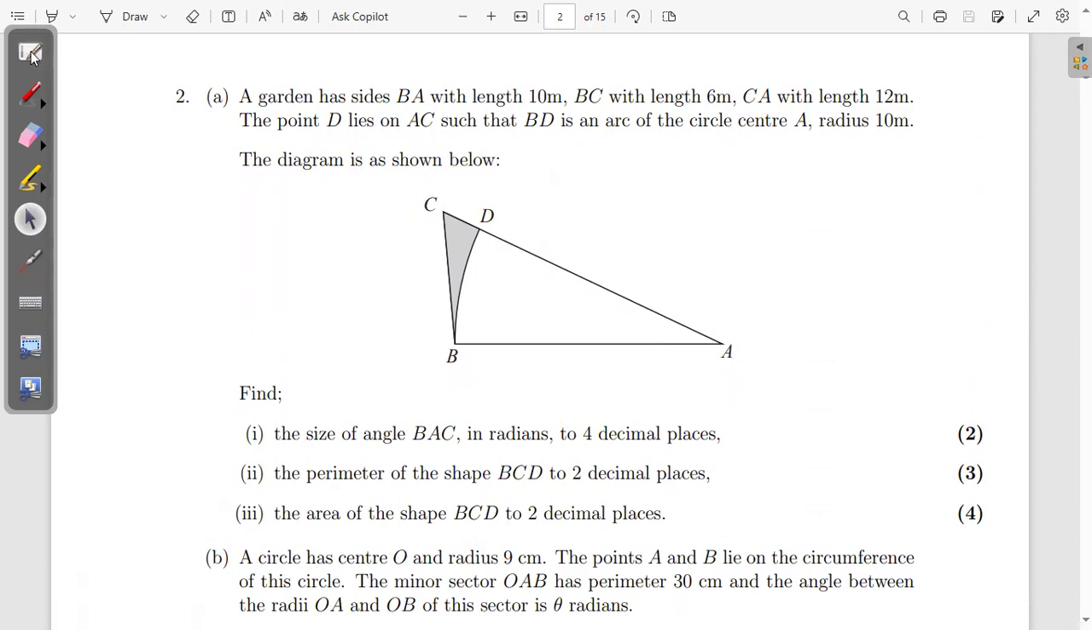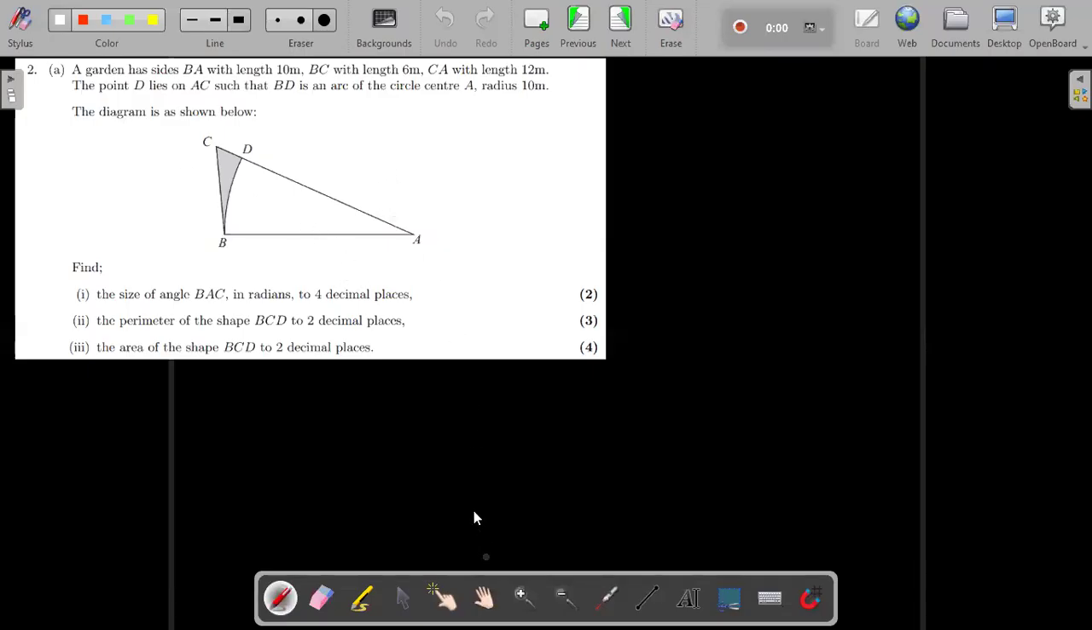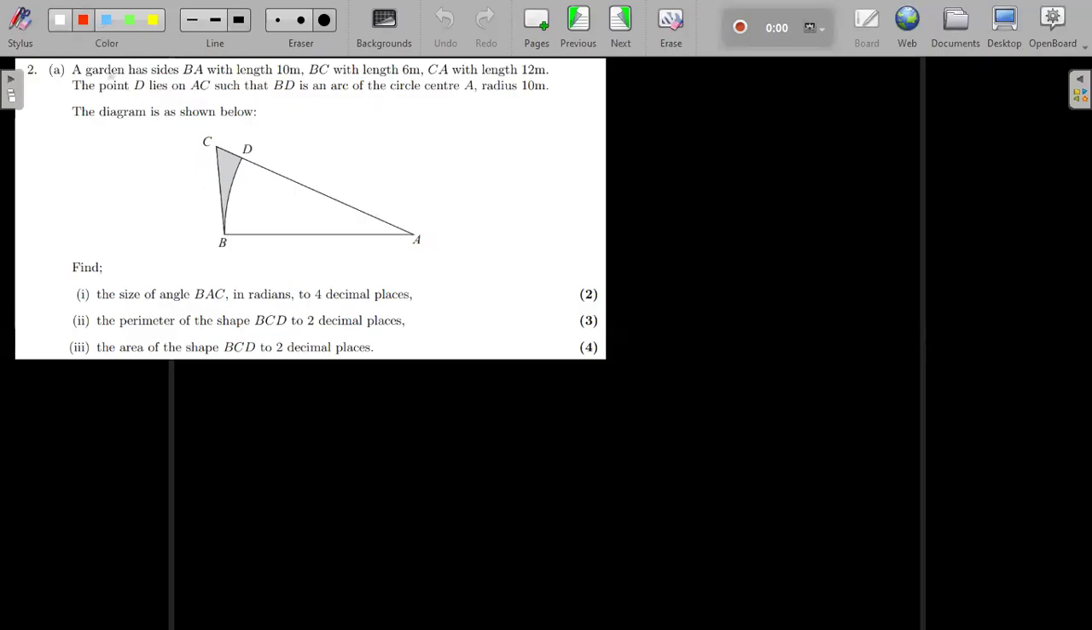Right, so we start with question 1 there. Question 1 reads: a garden has sides BA with length 10 meters, BC with length 6 meters, CA with length 12 meters, and a point D lies on AC such that BD is an arc of a circle center A with radius 10 meters. The diagram is shown below.